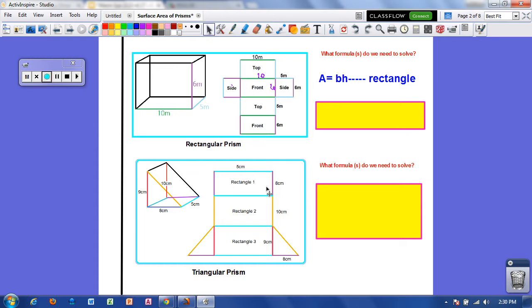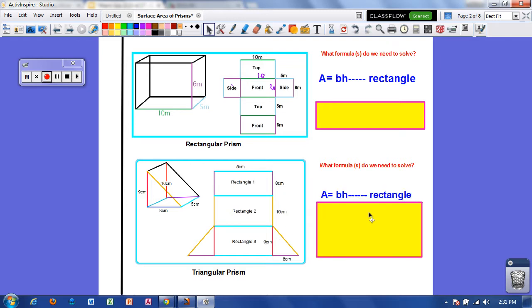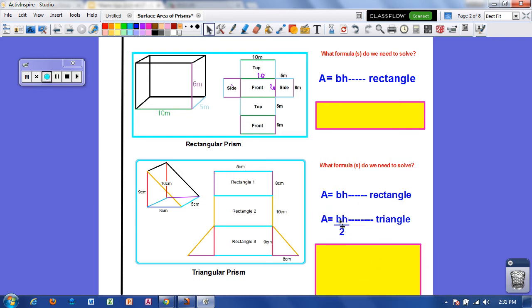Alright, now for a triangular prism, when we lay it out and see its net, we see that we have rectangles and we have triangles. So if we are going to find surface area, we have to find the area of rectangles, area equals base times height, and we have to find the area of triangles, so area equals base times height divided by 2. Notice again that our dimensions, we see them again inside the net.